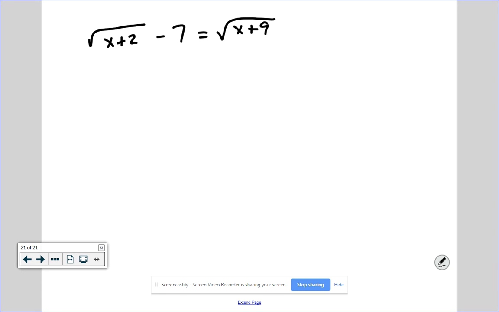Minus 7. So you do first times first, and you get x plus 2. The outsides would just be negative 7 square root x plus 2, and negative 7 square root x plus 2. And then you just do 7 times 7. So the first is x plus 2. Yep, that's what you get by doing square root of x plus 2 times itself. How do you FOIL that?